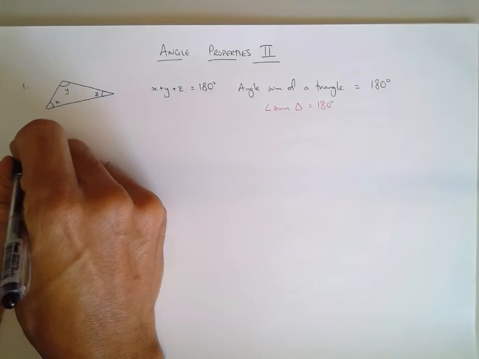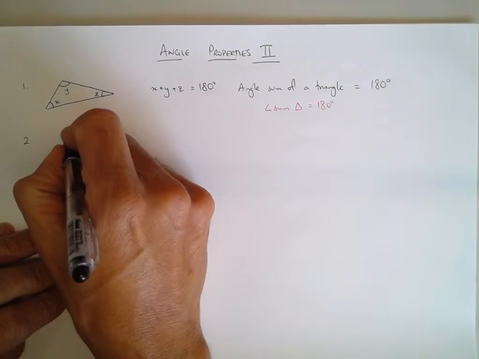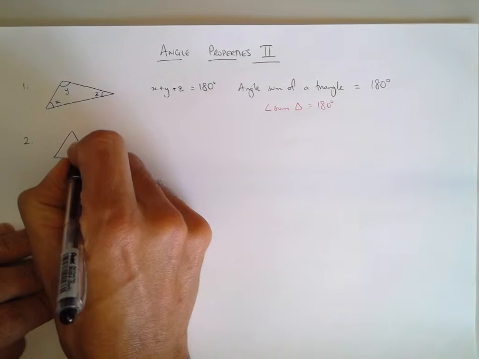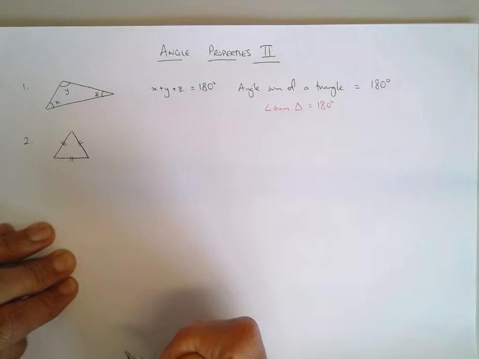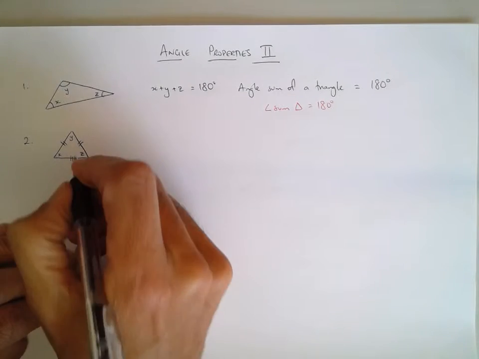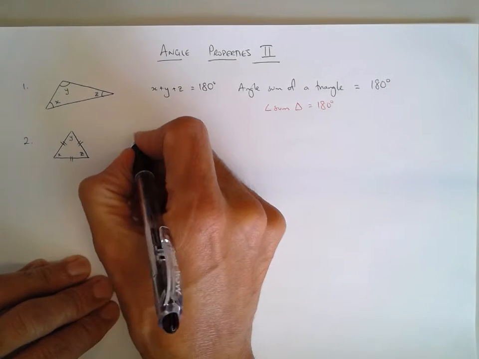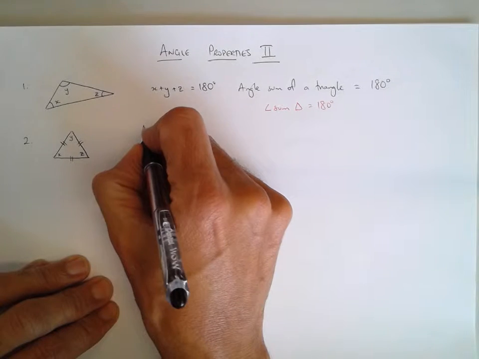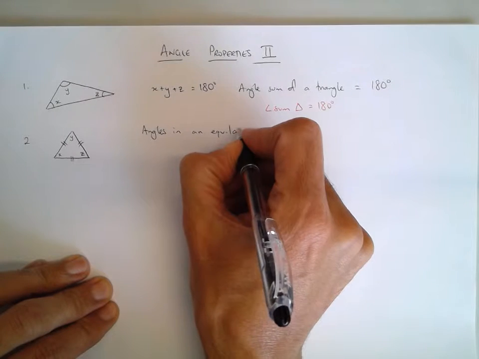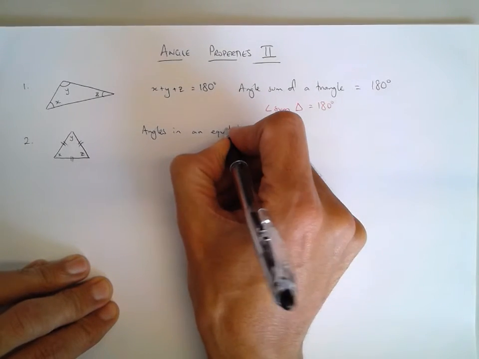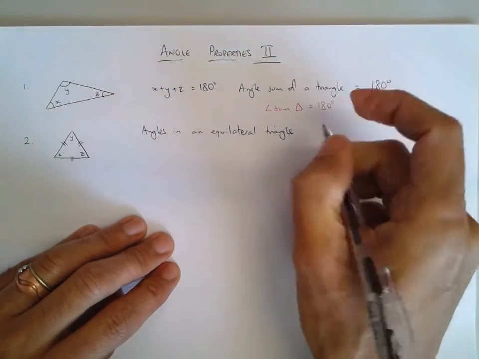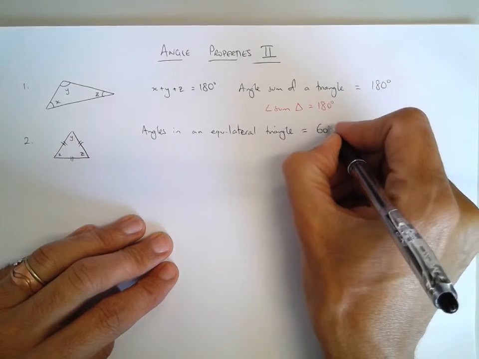Okay, now our second one, this is quite commonly known, that if I have an equilateral triangle, so all three sides are the same length, then the angles x, y, and z will all be the same. So we say the angles in an equilateral triangle, and remember, equilateral means all the sides are the same length, equals 60 degrees.